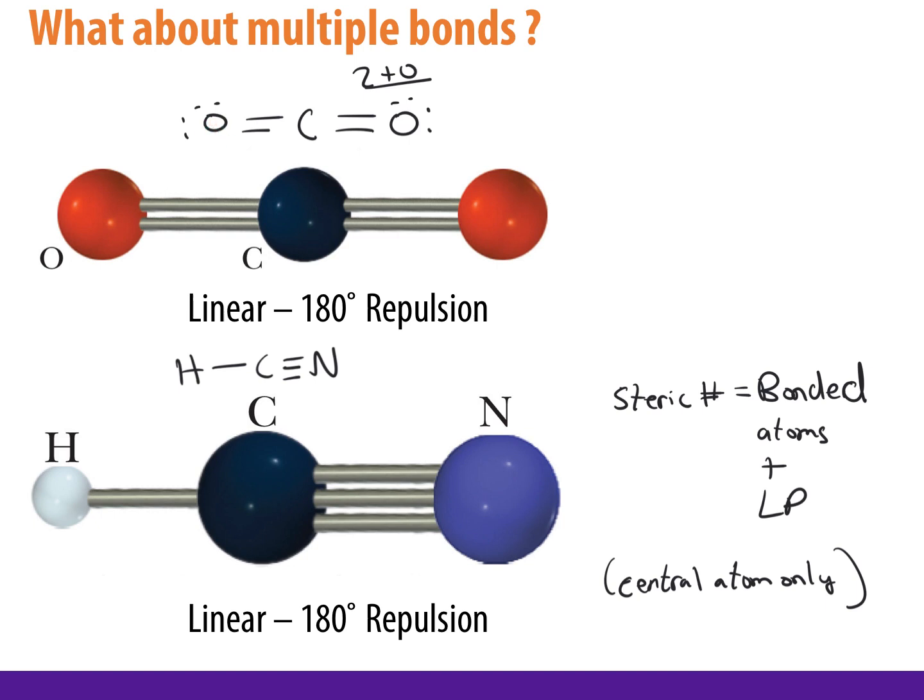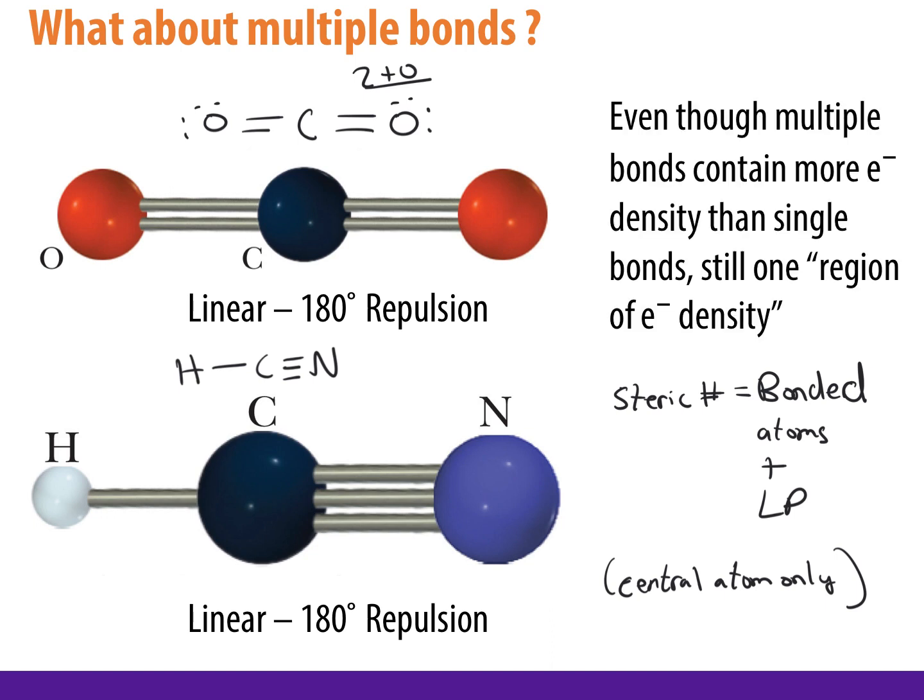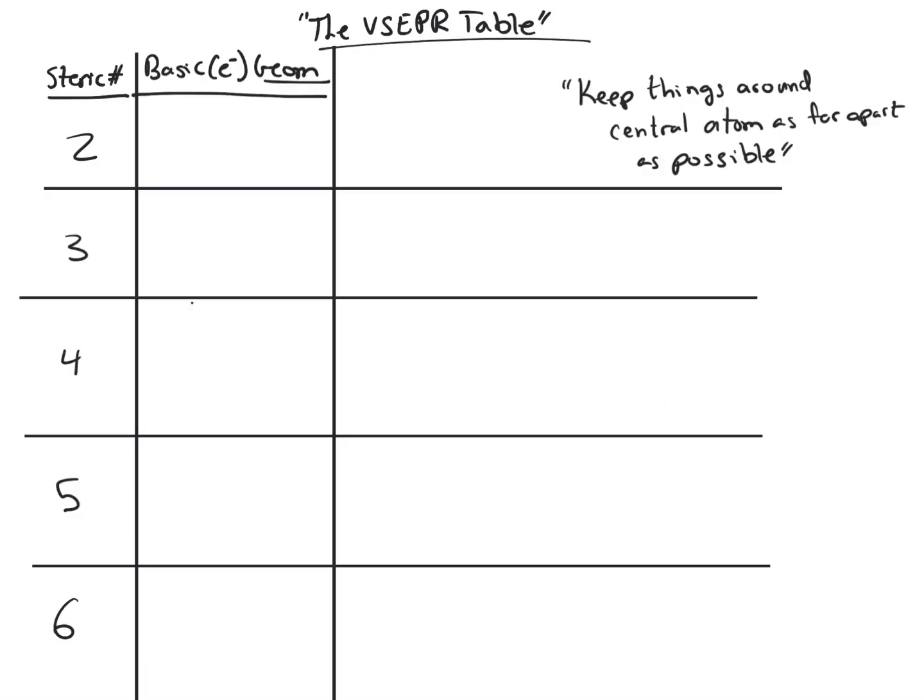And a second point, it's only the central atom we need to worry about. That's a common thing that people miss in VSEPR theory. Even though those multiple bonds contain more electron density, it's still just one region of electron density, or one place to put electrons, which is one good way of thinking of the steric number.